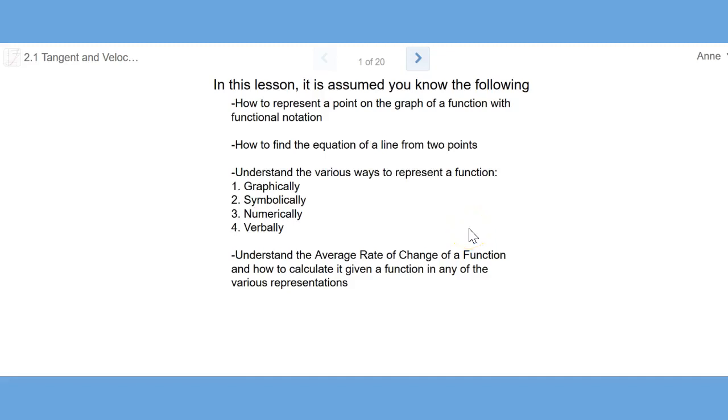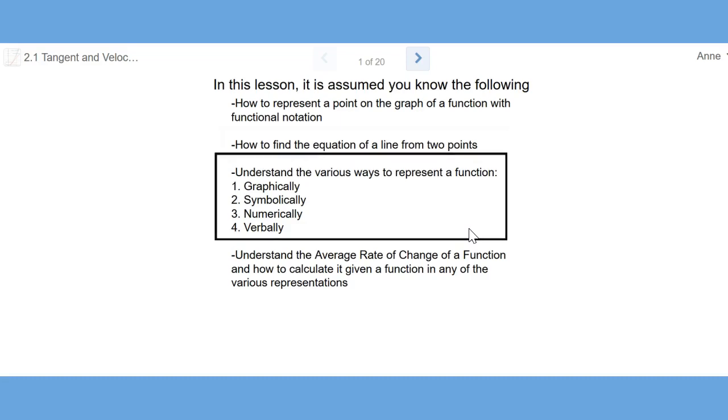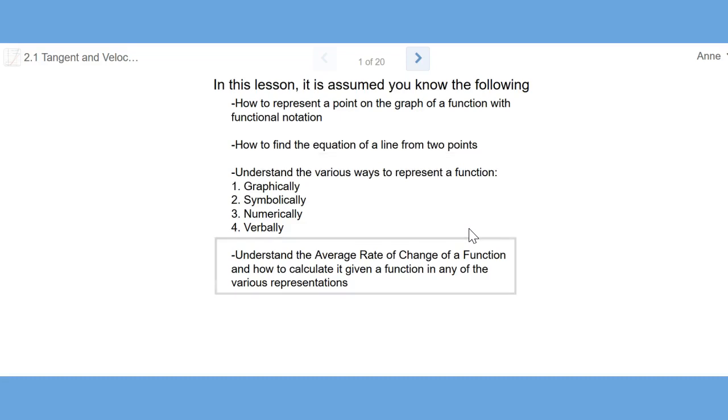Let's look at some pre-calculus things we're going to need to remember. You're going to need to remember function notation, how to represent a point on a graph in function notation, how to find the equation of a line from 2 points, and the different ways we can represent a function: graphically, symbolically, which means the formula, numerically, and verbally, which we're not going to talk about that much right now. And you need to remember the average rate of change of a function and remember how to calculate it.